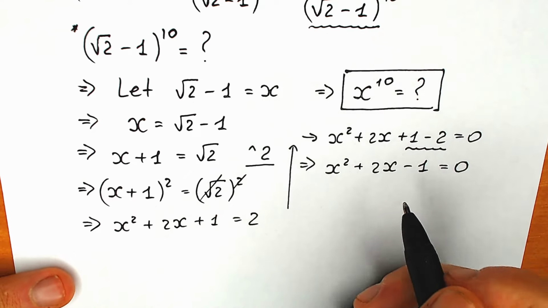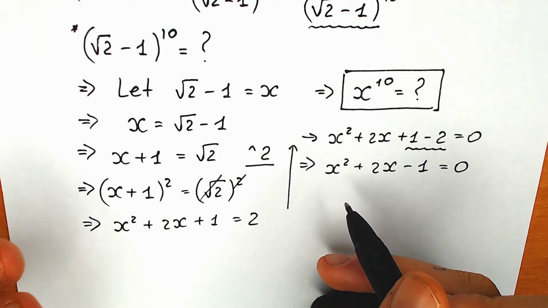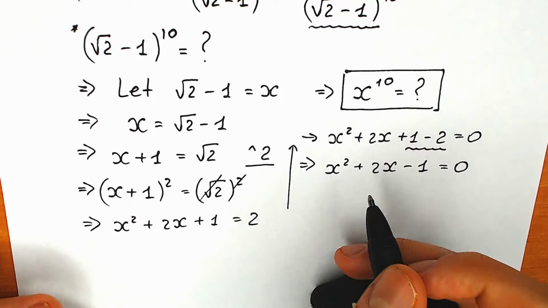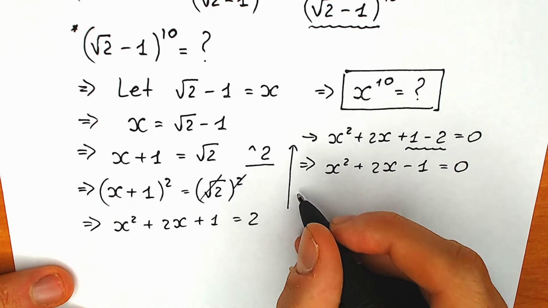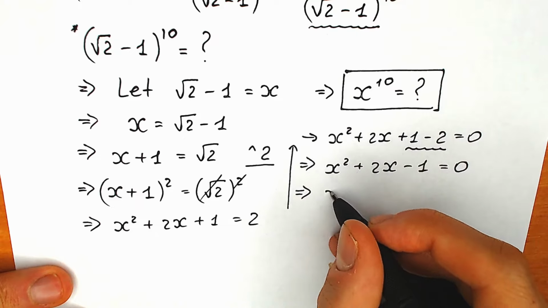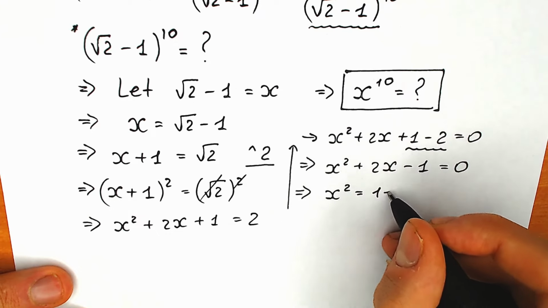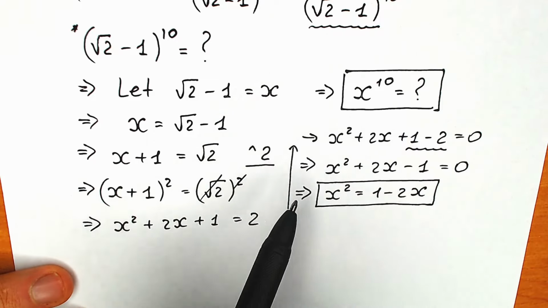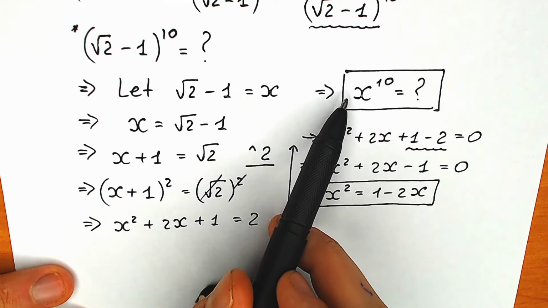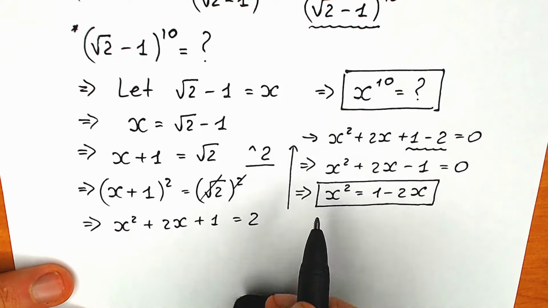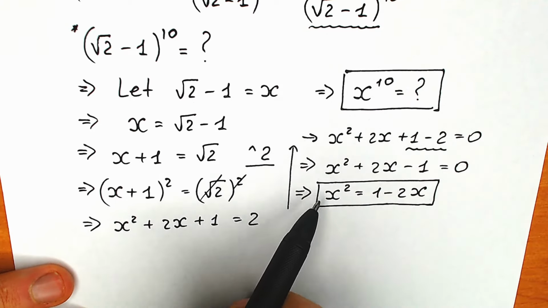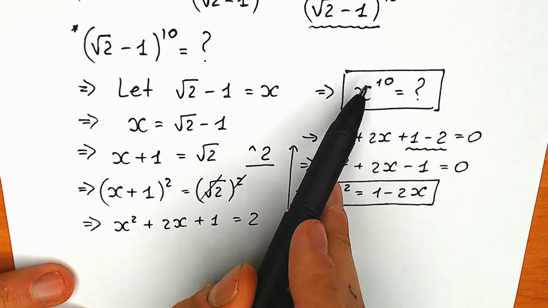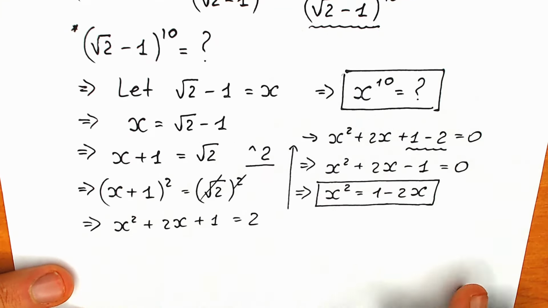And one really important moment, because this is of course a quadratic equation, and a lot of students might be thinking we need to solve it, but we don't need to solve it. We need to express x squared. So x squared from here equals 1 minus 2x. And this is the key expression for us because it helps us to get closer and closer to x to the power 10. So right now we know x squared, but we need to solve this for x to the power 10. So the next step, let's raise both sides to the power 2, and then we will have x to the power 4, and then once more to the power 2 we will have x to the power 8, and we need to find x to the power 10. I hope you understand my thoughts.